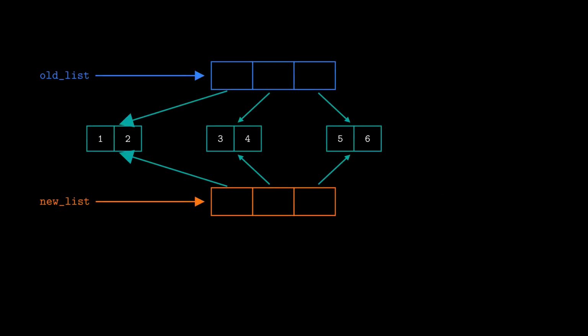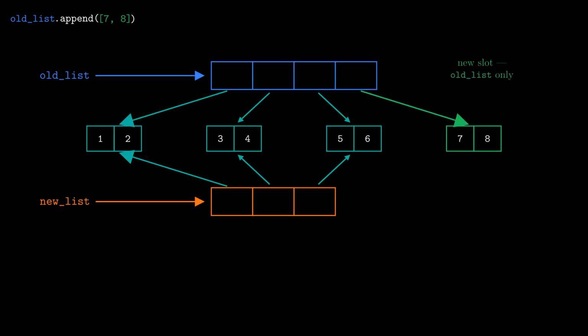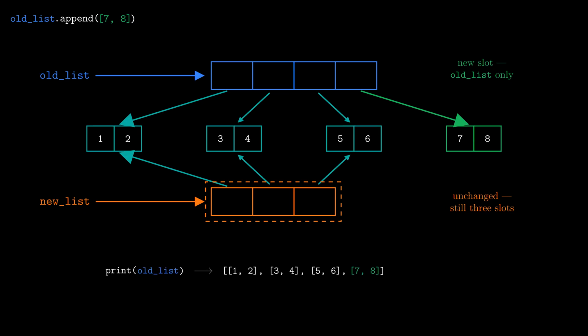Test the top level first. Append the sublist 7, 8 to old list. Python follows the name old list to its own top level object and adds a 4th slot on the end. New list has a different top level object, so nothing about it changes. It still holds 3 sublists. Print them side by side. Old list now shows 4 sublists, new list still shows 3.